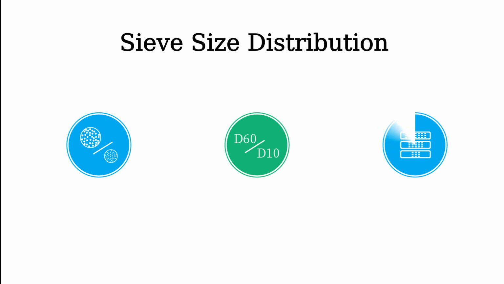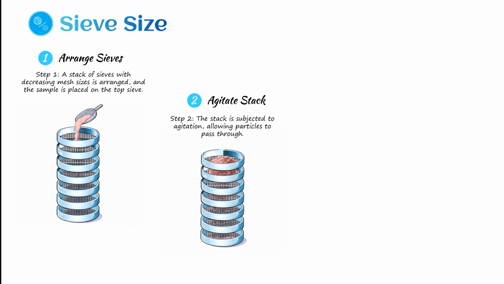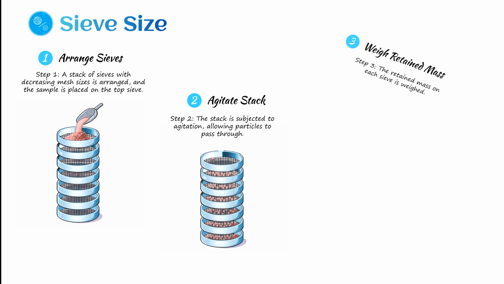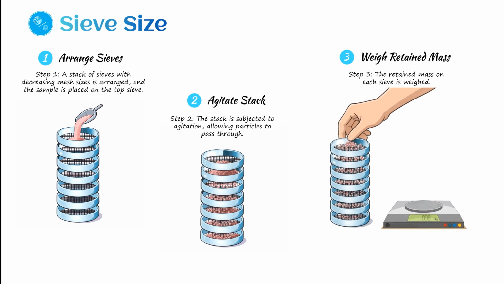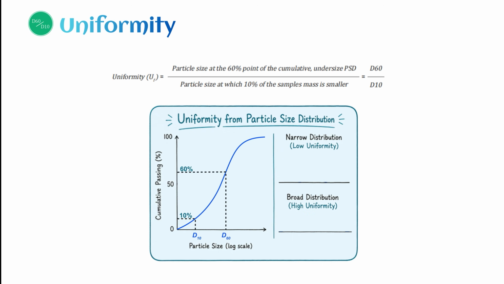Beyond packing behavior, particle size distribution also plays an important role in how powders behave. Here, we look at 3 related characteristics: sieve size, uniformity, and cohesion. Size analysis separates particles by size using a series of sieves. By measuring the mass retained on each sieve, we can determine the particle size distribution. And from this distribution, we can further evaluate uniformity. Uniformity is calculated as the ratio of D60 to D10. It can be used to describe the degree of uniformity in the size distribution of powder particles.